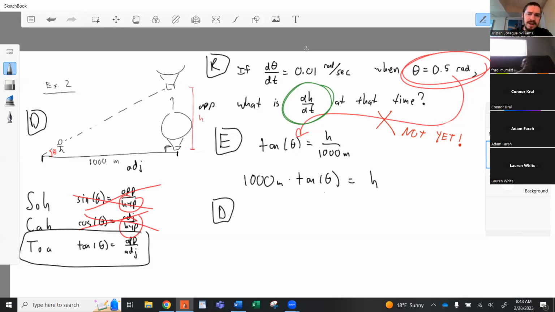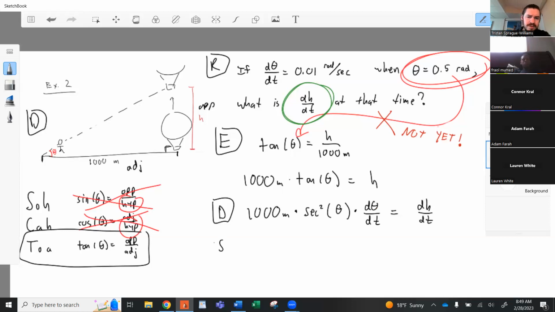Let's go ahead and take this version, 1,000 meters times tangent of theta. So 1,000 meters is a constant, so that's still there. Then we have to differentiate tangent of theta. The derivative of tangent, as we may remember from chapter 3, is secant squared, right? So we've got secant squared theta. But since we're differentiating with respect to time, we multiply by the derivative of theta with respect to time, like that. And then on the right-hand side, that's dh over dt.